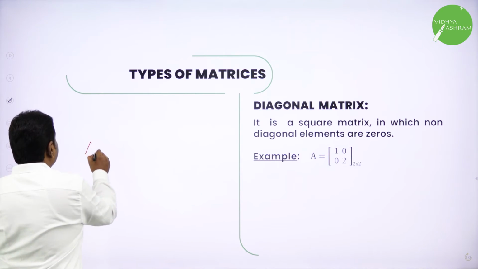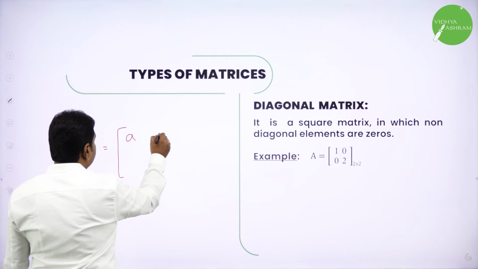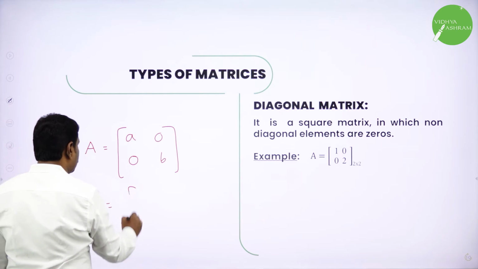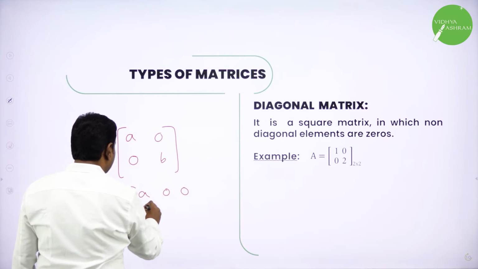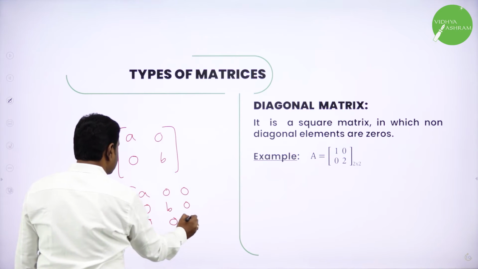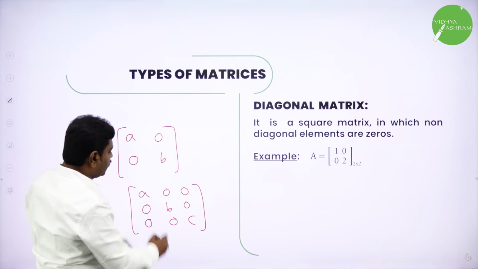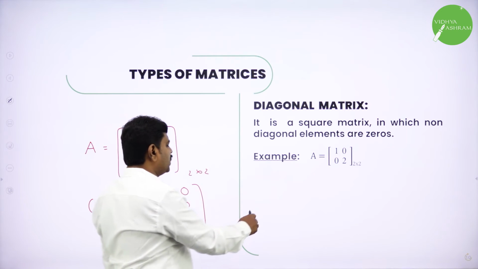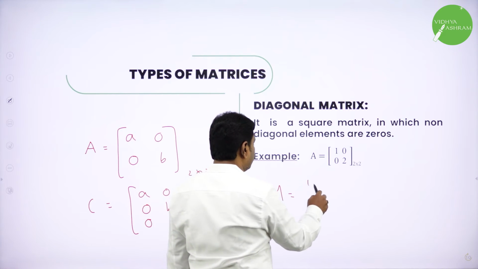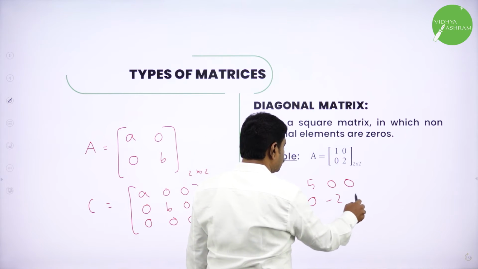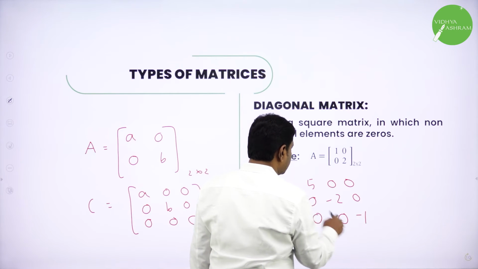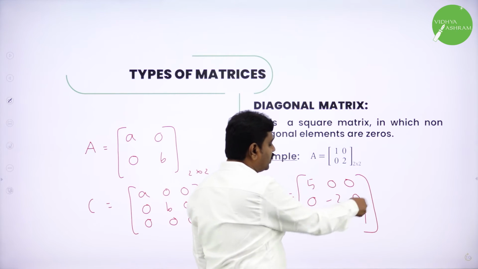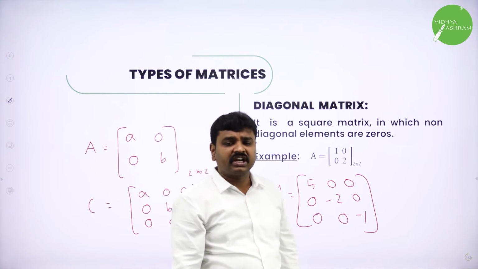So a 2 cross 2 diagonal matrix I'll write: A 0 0 B. A 3 cross 3 diagonal matrix I'll write: C is equal to A 0 0, 0 B 0, 0 0 C. This is also diagonal because other than the diagonal all are zeros. This is a 3 cross 3 diagonal matrix, and this is a 2 cross 2 diagonal matrix. Any other example? Matrix M is equal to 5 0 0, 0 minus 2 0, 0 0 minus 1. This is also a diagonal matrix. Why? Because other than the diagonal all are zeros.